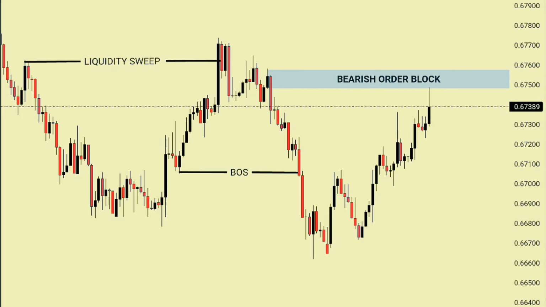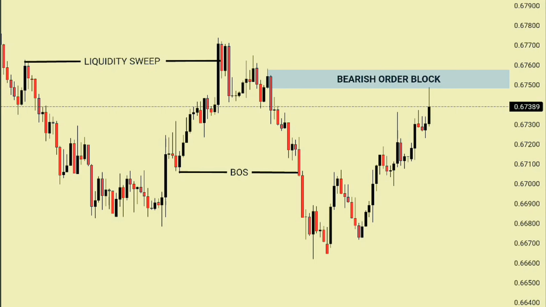On the chart, you can clearly see that price comes back into this exact bearish order block after the liquidity sweep. This return is not random. It is price revisiting the area where institutional orders were left unfilled. This bearish order block becomes a key level from where the market is expected to react and begin its downward delivery.